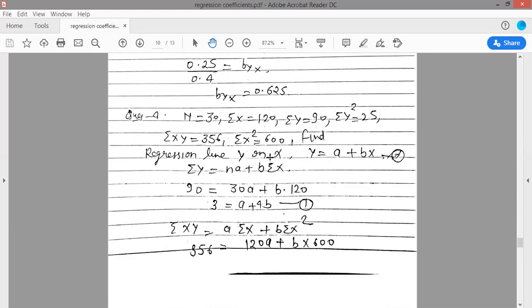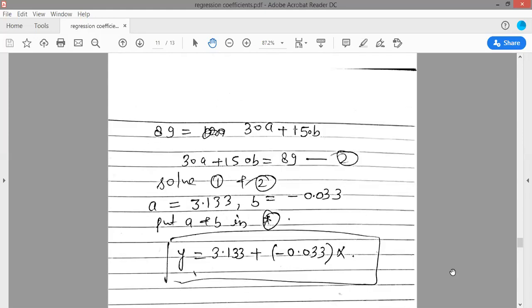So just find the regression line y on x. You know, by regression line y on x, y is equal to a plus bx, summation y is equal to na plus b summation x. So just write here all the values and calculate both of the equations, and solve for a and b. So you are getting a is equal to, b is equal to. Just write the values of a and b in equation 1, y is equal to a plus bx, then you will get your regression line.